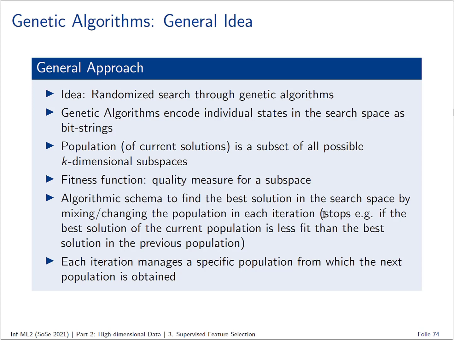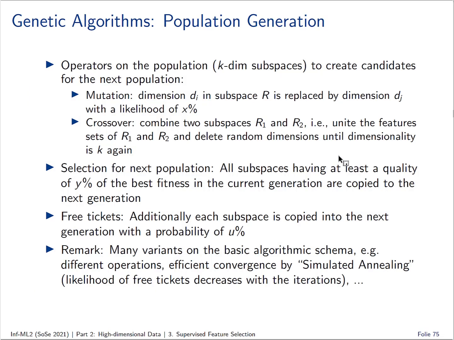And we may stop through different criteria. For example, if the best solution of the current population is less fit, according to the fitness function, has less quality than the best solution of the previous population, or after a given number of populations and so on. So there are different stop criteria around. Genetic algorithms have different variations, and here we just report the most generic properties. Each iteration manages a specific population from which the next population is obtained by mixing and changing. Let's have a look at how this is actually done.